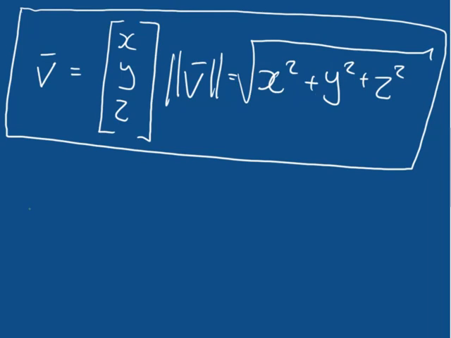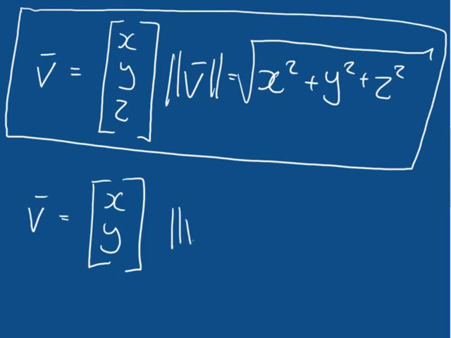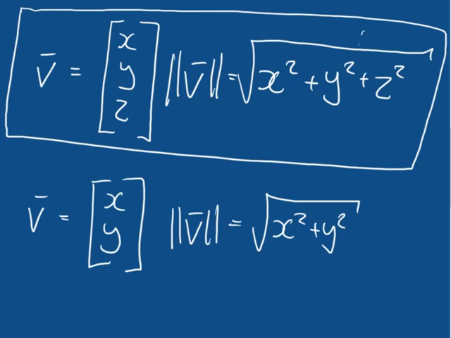And we can see that it's just a very simple extension of the 2D case, because if v was equal to x, y, then we saw that the magnitude of v is equal to the square root of x squared plus y squared. So it's only a very simple extension of the 2D case involving our z coordinate.